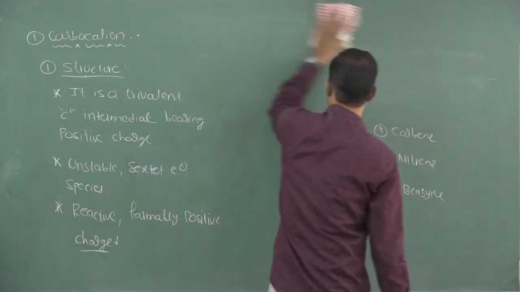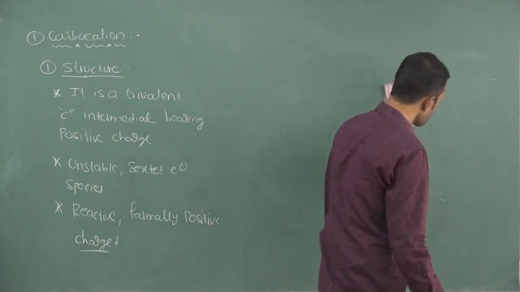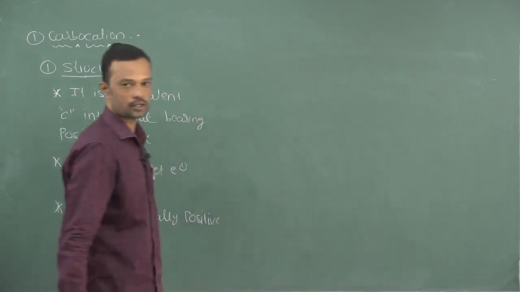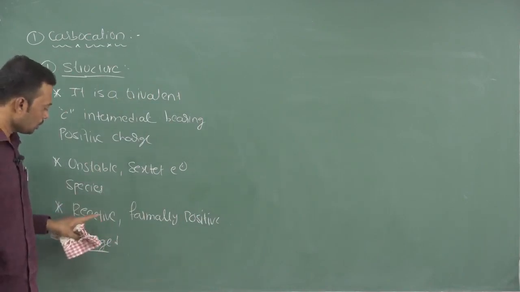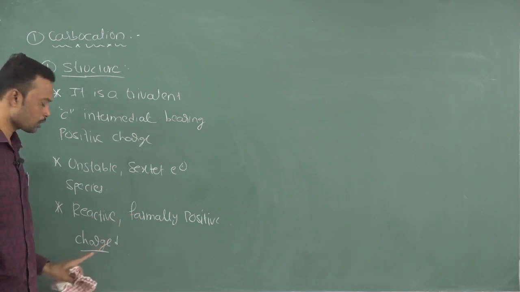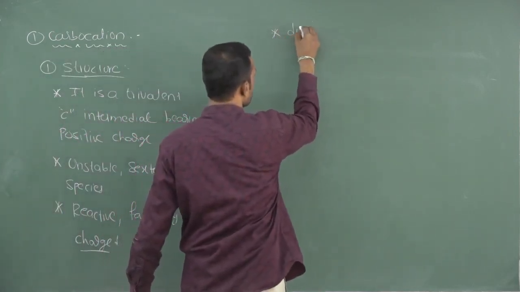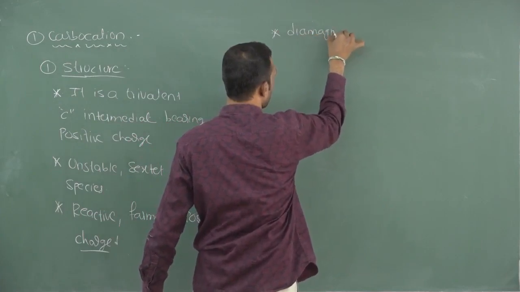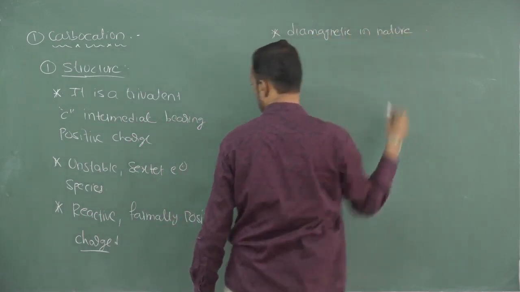So don't miss any point, keep writing. Because this will play an important role in molecular rearrangements as well as named reactions and individual chapters such as alkane, alkene, etc. So a carbocation is reactive, it is formally positively charged, and due to the presence of paired arrangement of electrons, it is found to be diamagnetic in nature.